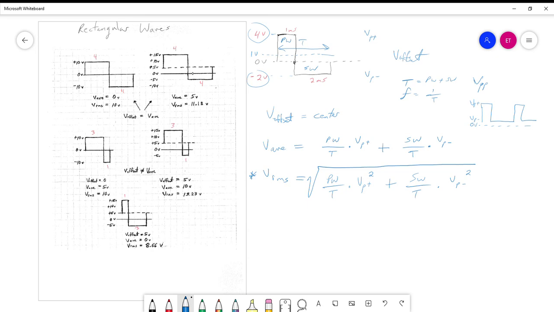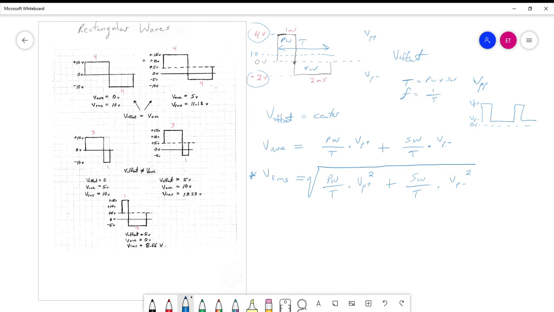And if you do the average universal formula here, you can plug this in: half the time I'm at 15, half the time I'm at negative 5. Overall, my average voltage would be 5 volts. And you might notice something, and you'd be right to say the offset and the average are the same. For these two examples, that's true.